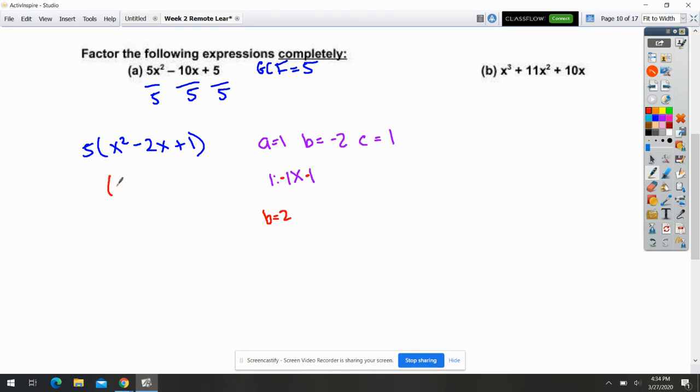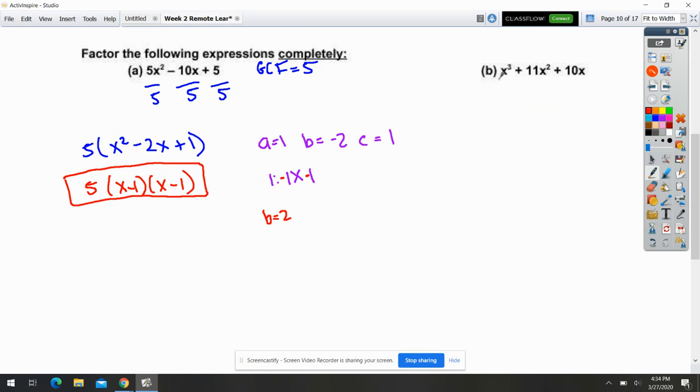Okay, so we're going to factor the trinomial on the inside. That's going to become x minus 1 times x minus 1. And we cannot forget that 5 on the outside. So now this is factored completely. One last step here.